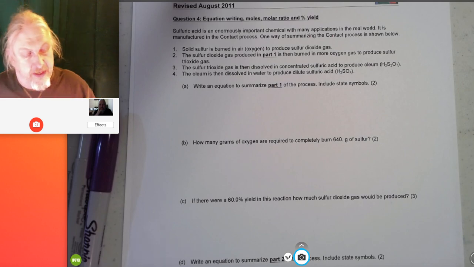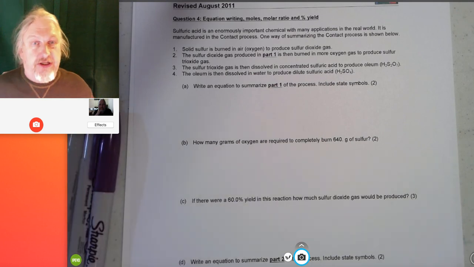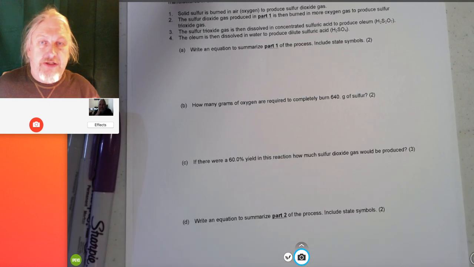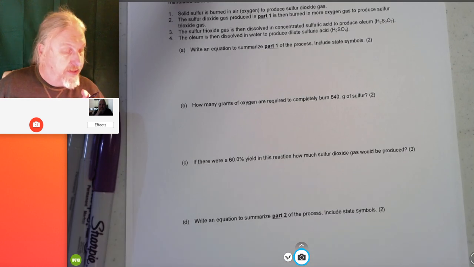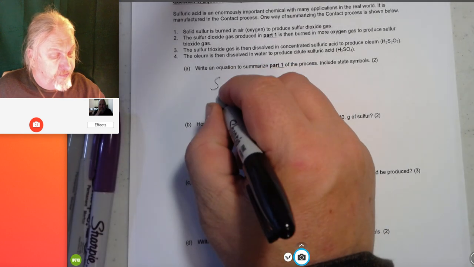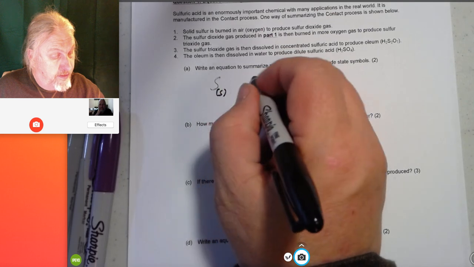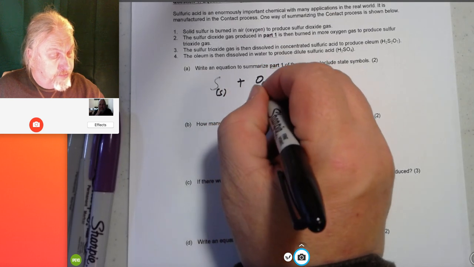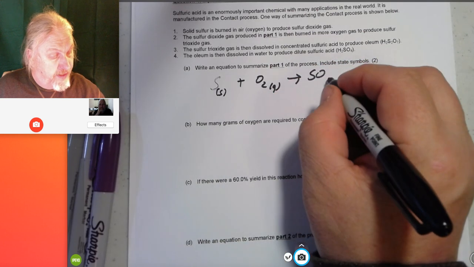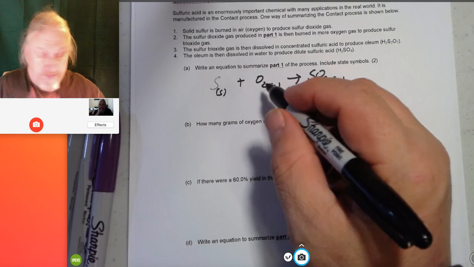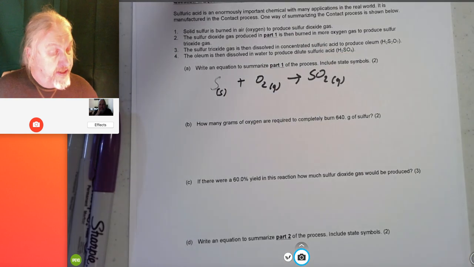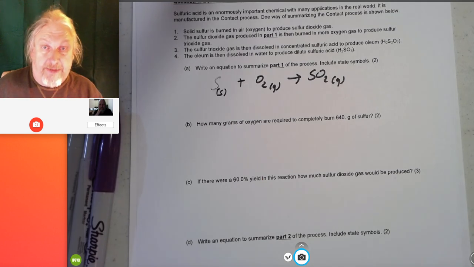So let's go through this and what these problems do, and they do a really good job of breaking everything down for us. So if we look at A, write an equation to summarize part one of the process and include state symbols. So let's see part one. So solid sulfur is burned in air, O2 gas, and it produces sulfur dioxide gas. So let's make sure it's balanced. Got one sulfur, two oxygen. It is. So A is done.